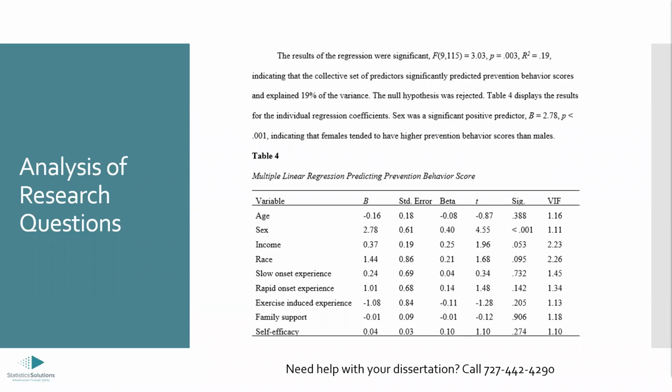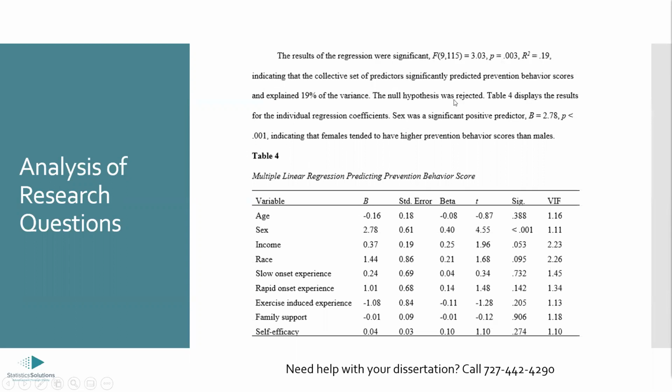And now here's an example of results for a multiple linear regression. So again, we have results for our regression. In this case, it's an F test. We have our F statistic, our p-value, our R squared value, which indicates the amount of variance explained. Since our regression is significant, we reject our null hypothesis.